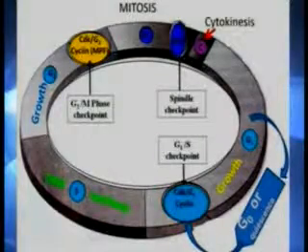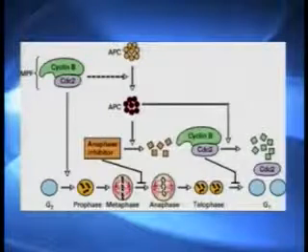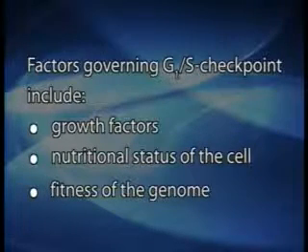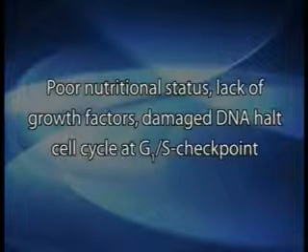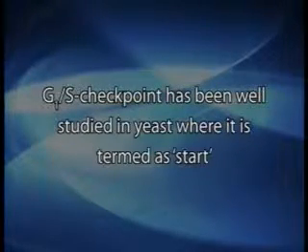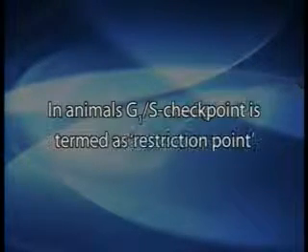These checkpoints are the G1/S checkpoint. This is the first checkpoint where a cell, in response to surroundings, can decide whether to divide or not. The possible factors which govern this checkpoint include growth factors, nutritional status of the cell, and the fitness of the genome. Poor nutritional status, lack of growth factors, and damaged DNA can halt the cell cycle at this point. This checkpoint has been well studied in yeasts, where it is termed as start. In animals, it is termed as restriction point.